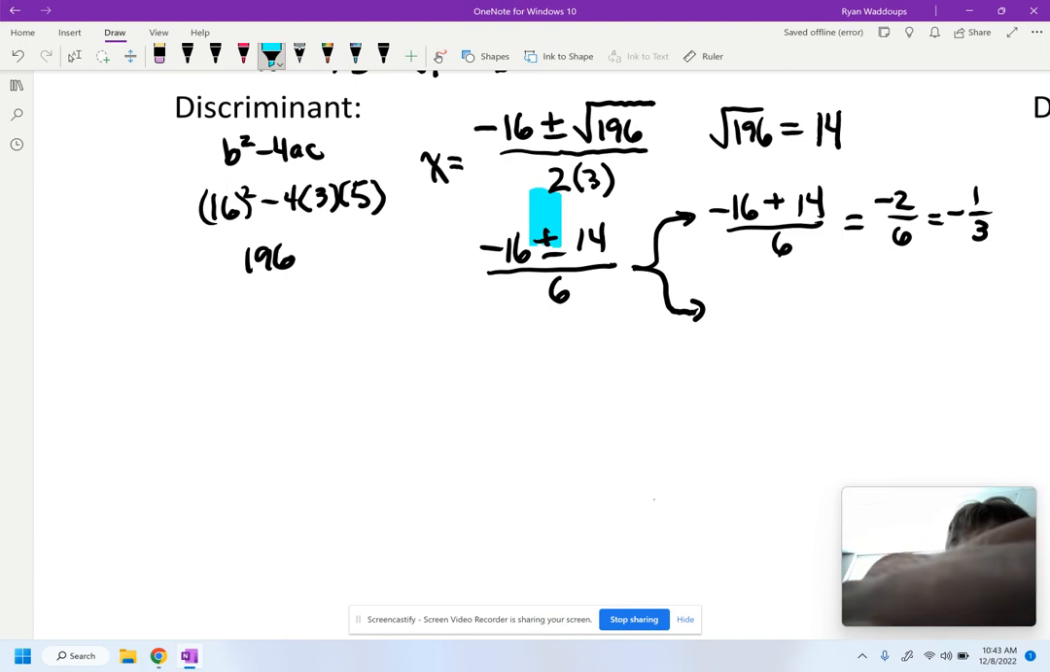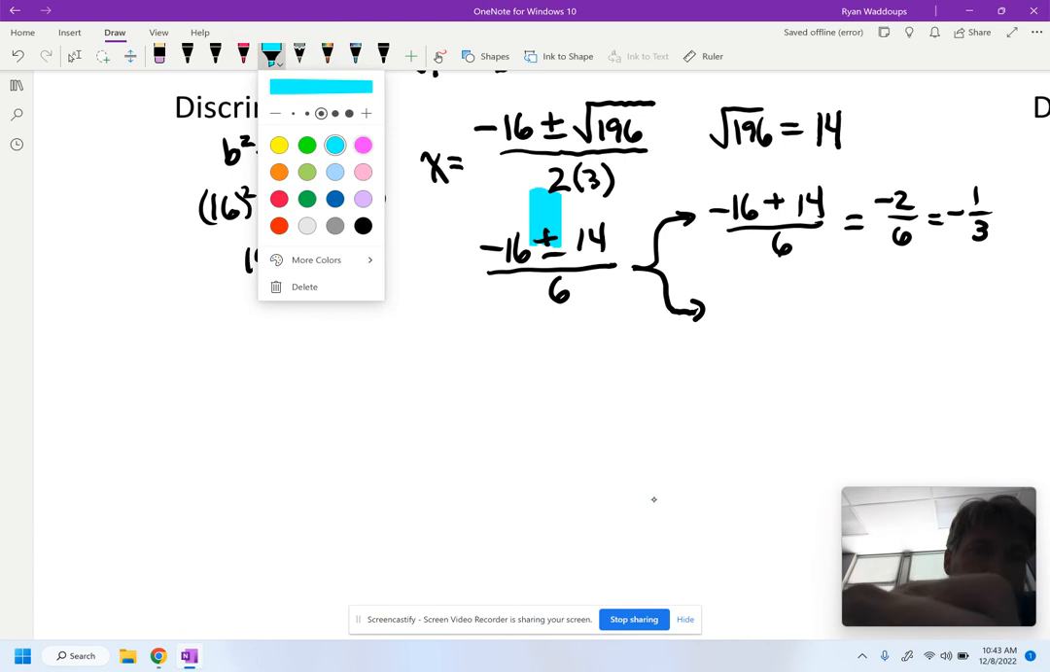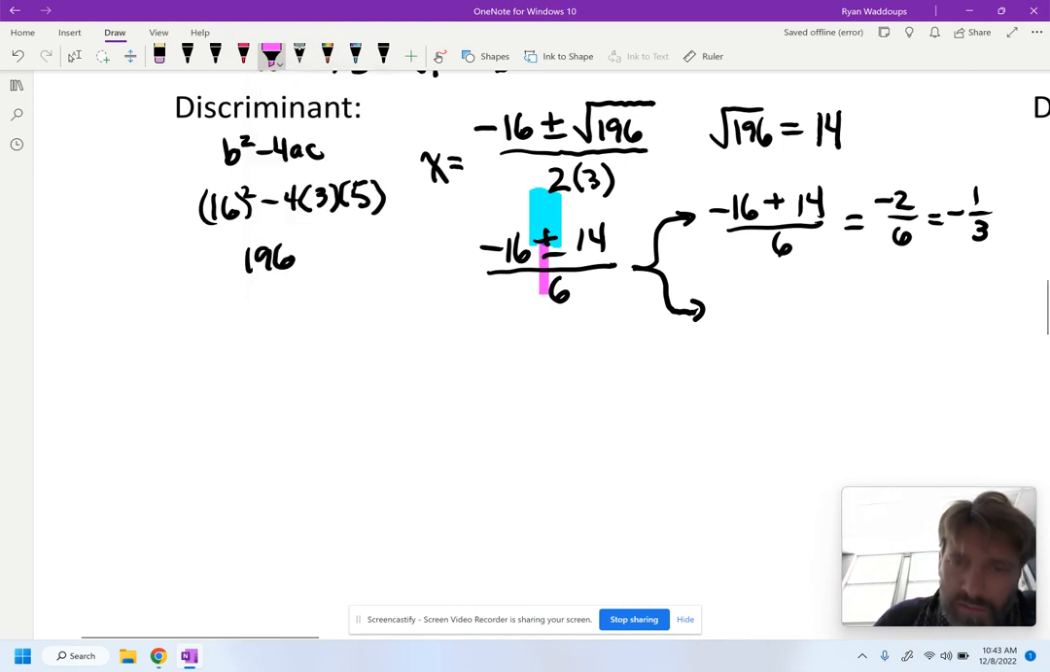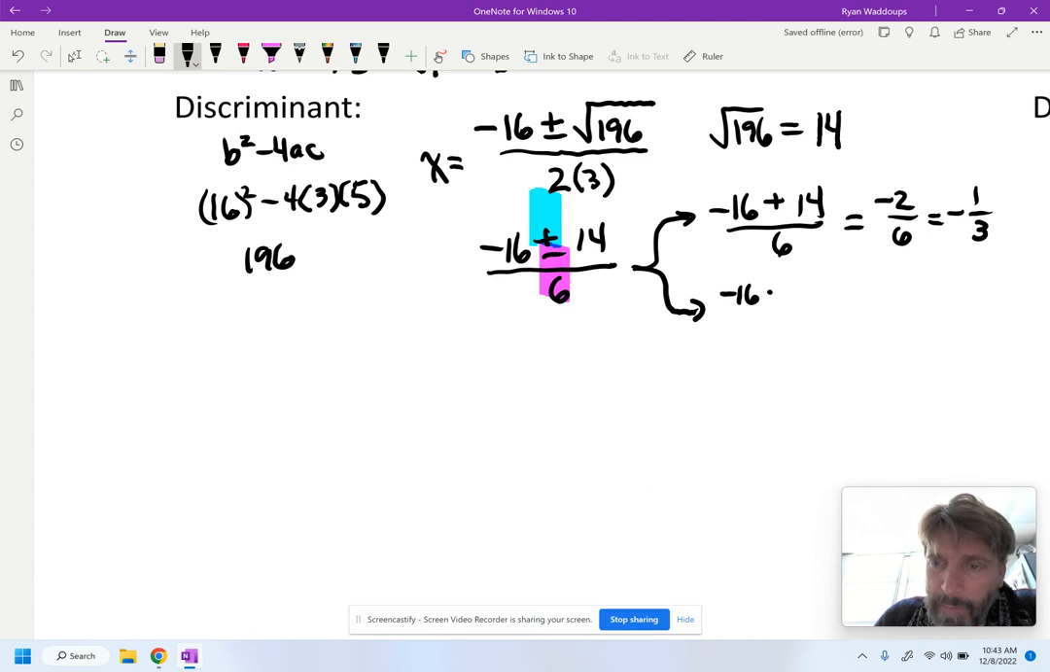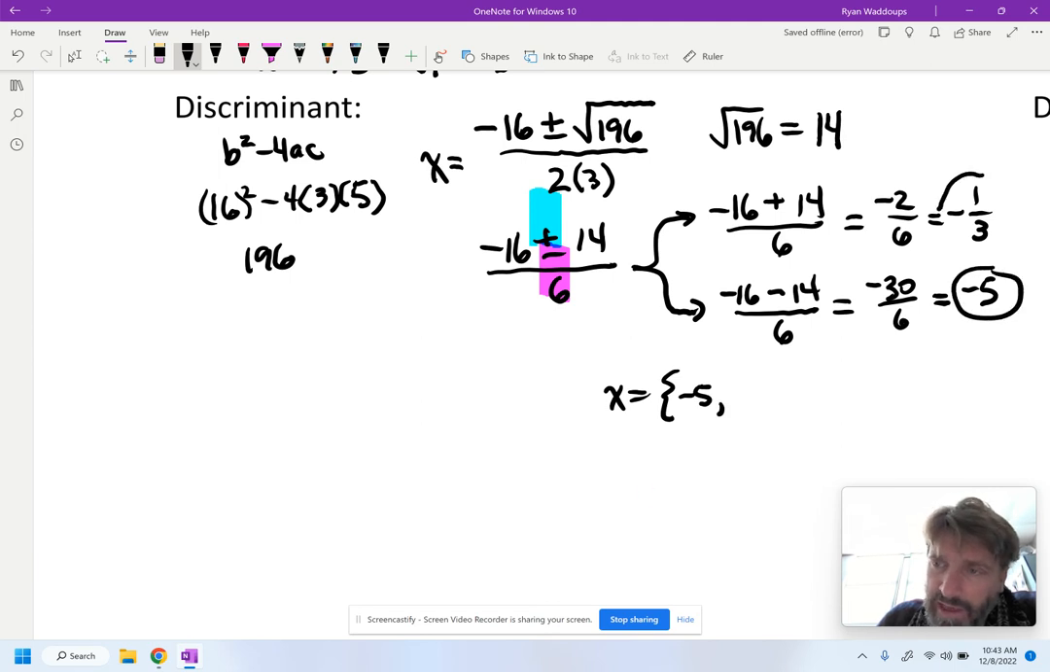And then we also have the minus side, and that's what this one is going to be down here. So I've got negative 16 minus 14, and this is over 6. Negative 16 minus 14 is negative 30 over 6, and that divides out evenly to negative 5. And so our x values, our solutions, are negative 5 and negative 1/3.